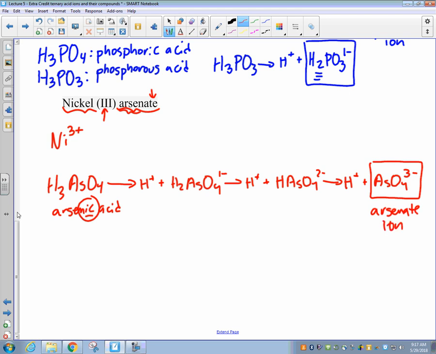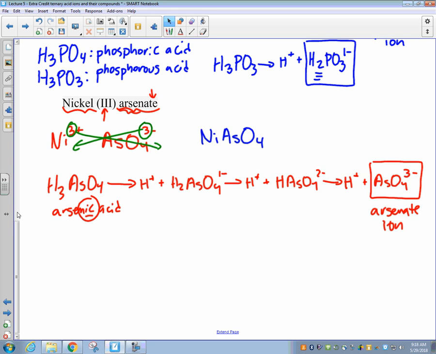And we can now go about giving the formula of our compound. The nickel(III) ion had a +3 charge. AsO4 3- was the arsenate ion with a -3 charge. We're going to crisscross those charges, make them into the opposite subscripts, and then reduce, recognizing that we need the smallest whole number ratio of the ions to one another, which implies the compound, therefore, is NiAsO4. That is nickel(III) arsenate.